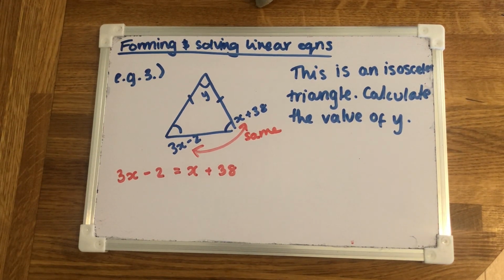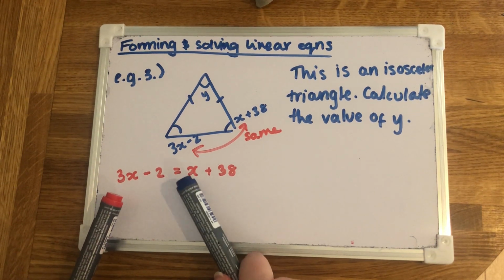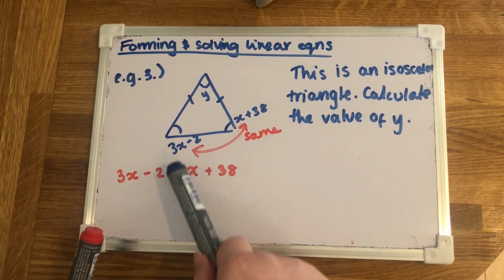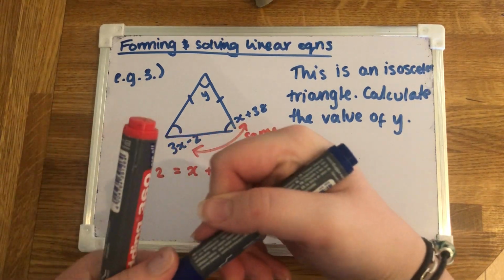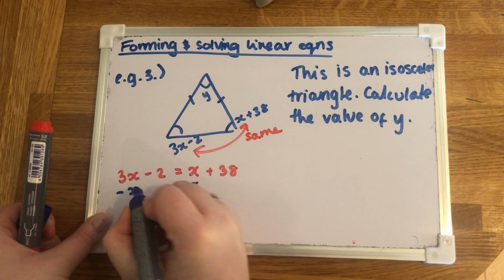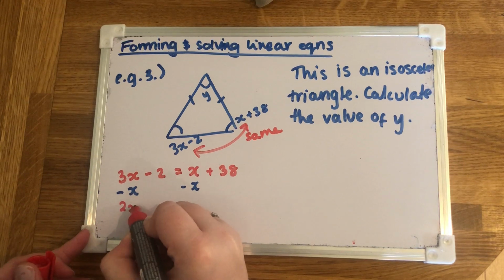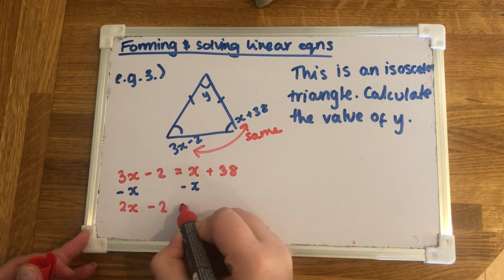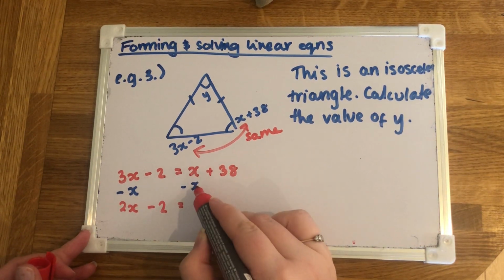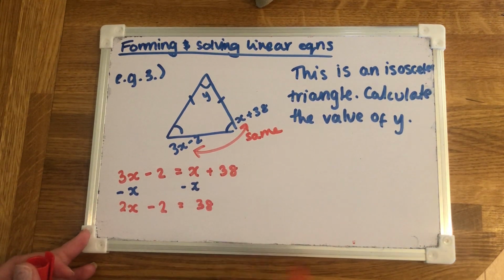So with these ones, you look at the x's and you think which one is the smallest. So you've got 1x and you've got 3x. So the 1x must be smaller. So we subtract that from both sides. Okay, so 3x subtract 1x would give you 2x. We've still got the negative 2 there. 1x take away 1x is nothing, but we do still have that 38.